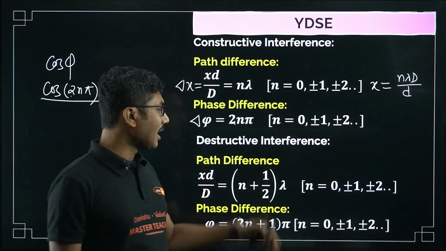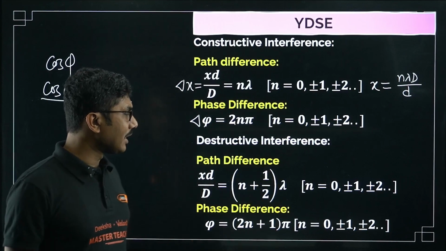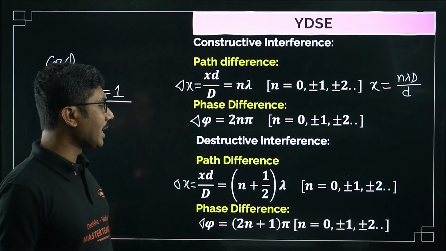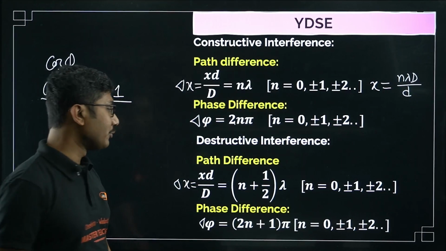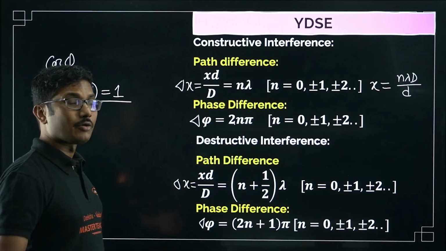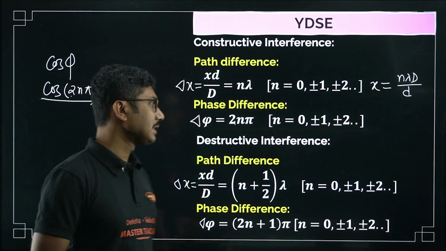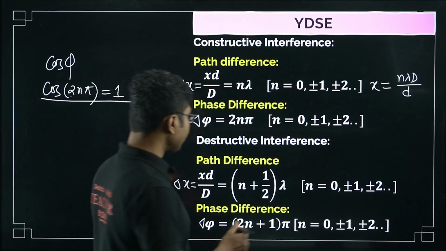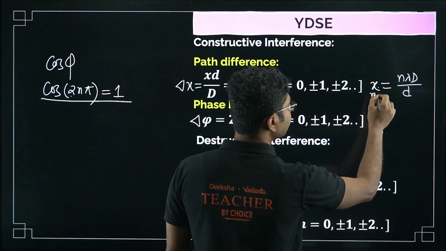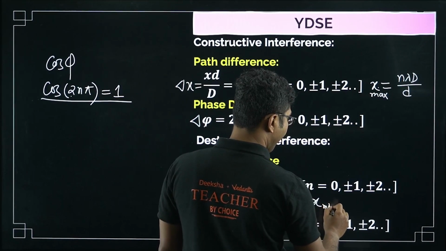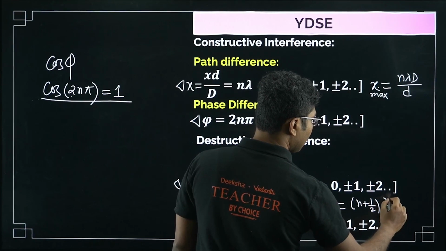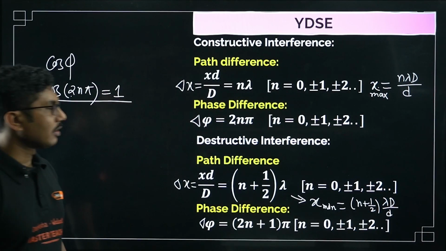Similarly, destructive interference, when they are cancelling each other, happens when xd by D is equal to n plus half into lambda. Same condition, and for phase difference, this is also delta x, this is delta phi. The phase difference is 2n plus 1 into pi. If you put n equals 0, you get the value pi. So pi means cos phi is minus 1, and based on cos phi being minus 1, you get minimum interference. We have seen that. So this is the basic condition. Also, if you want to explore this a little further, x min equals n plus half lambda D by d. This is the condition for minimum.